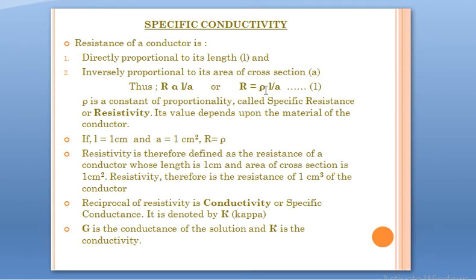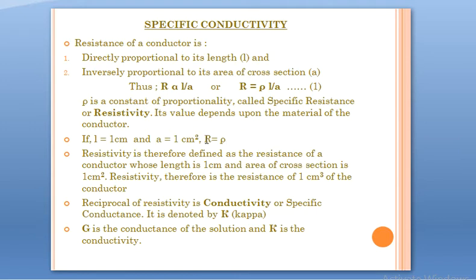Now if in this equation L is 1 centimeter, the length of the conductor is 1 centimeter, and A is 1 square centimeter, then we can say R is equal to rho. And if we have to define this rho, this constant of proportionality known as resistivity, how do you define it? Resistivity is the resistance.